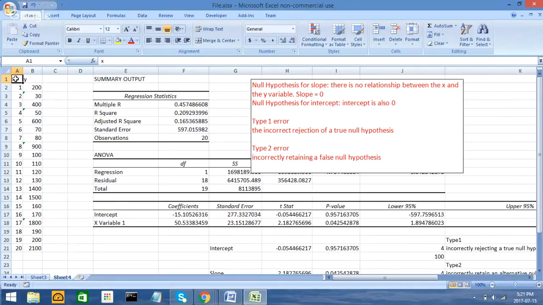In my last video, I demonstrated the importance of p-value by giving an example of a linear regression model using Excel. In this video, I would like to talk about two types of error, type 1 error and type 2 error. Type 1 error means the incorrect rejection of a true null hypothesis. That means we have a true null hypothesis and we're still incorrectly rejecting it. Type 2 error means incorrectly retaining a false null hypothesis.